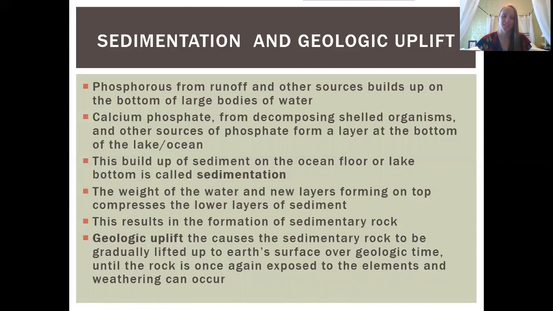And then the last process is geologic uplift, which causes sedimentary rock to gradually be lifted up from the bottom of the ocean until it is no longer underwater and it's now exposed to the elements. Then the weathering can occur, and the weathering moves the phosphates from the sedimentary rock into the soil, and then the runoff carries it back to the ocean or the lake, and then it builds up because of sedimentation, and then this whole process repeats.